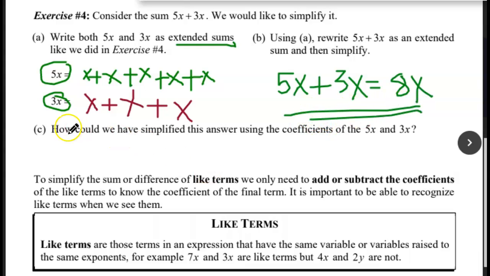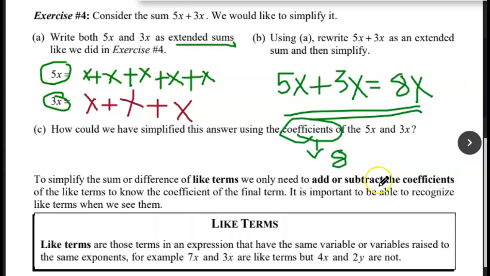And now, how could we find the simplified answer for this using the coefficient? So we have the coefficient for this problem is 8. Okay. So we said to simplify the sum or difference of like terms, we only need to add and subtract the coefficients. It becomes 8x.